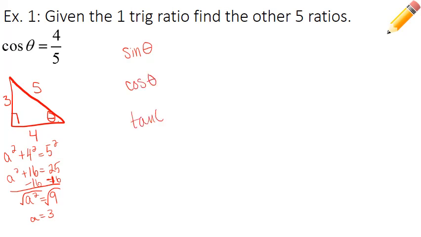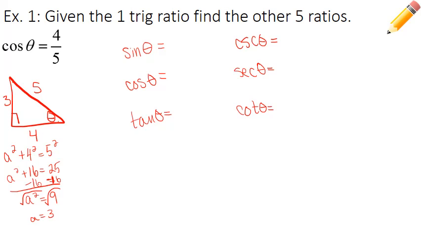Tangent theta. And now we need to find these three along with our new three. Remember, cosecant of theta is going to be the reciprocal of sine. Secant of theta is going to be the reciprocal of cosine, and cotangent of theta is the reciprocal of tangent.